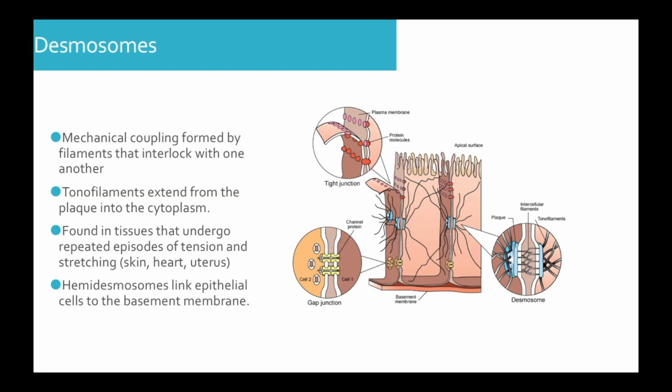Desmosomes are mechanical couplings formed by filaments that interlock with one another. So actual little interlocking components over here on the right. Tono filaments extend from the plaque into the cytoplasm of the adjoining cell, and they're found in tissues that undergo repeated episodes of tension and stretching, such as the skin, the heart, and the uterus. Hemidesmosomes link epithelial cells to the basement membrane, and the basement membrane is, of course, that bottommost membrane that supplies blood, nerve, etc.